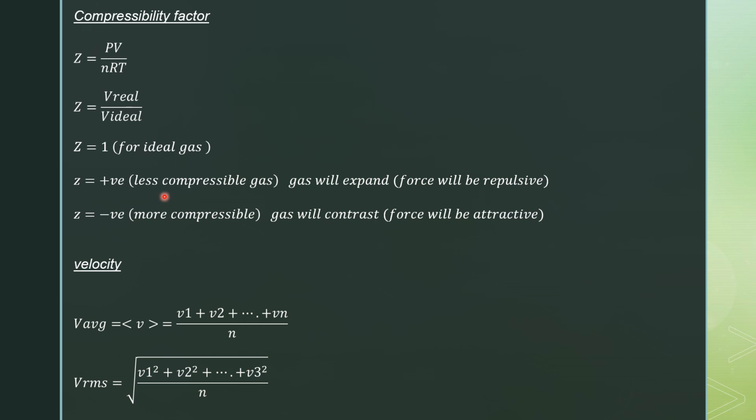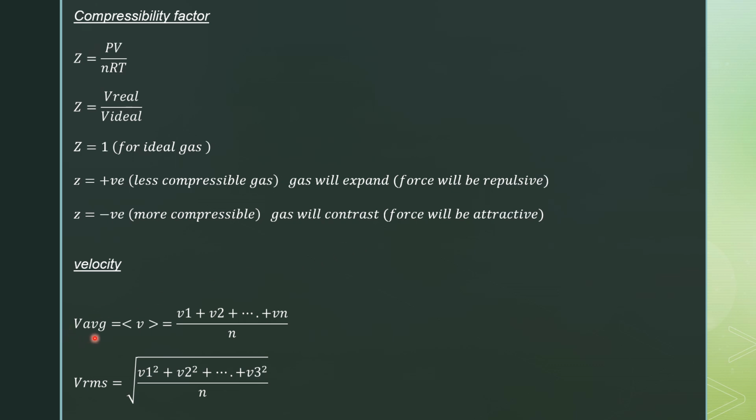If the Z value is greater than 1, then we consider it a less compressible gas. That is, the gas will expand and the force will be repulsive. And if Z is less than 1, then this is a more compressible gas, and the gas will contract and the force will be attractive.